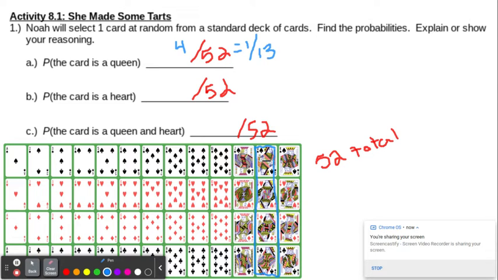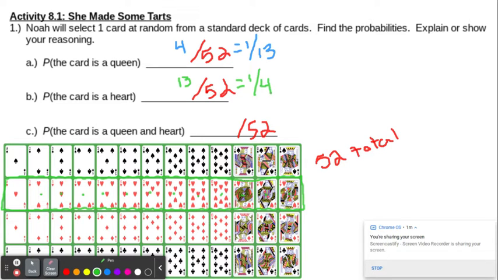The card's a heart. All right, well, let me pull out the eraser here and let me get rid of this. So now we're looking for hearts. So if I take a look at hearts, hearts are here in this row. So if I highlight all of these and I count them, I've got 1, 2, 3, 4, 5, 6, 7, 8, 9, 10, 11, 12, 13 of them. And that's 13 out of 52, which again, if you want to simplify, is 1 out of 4.